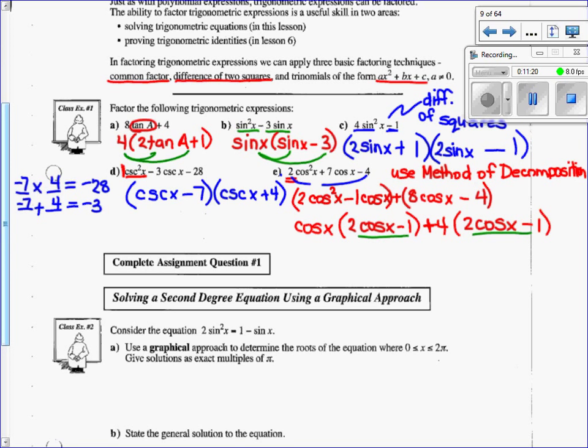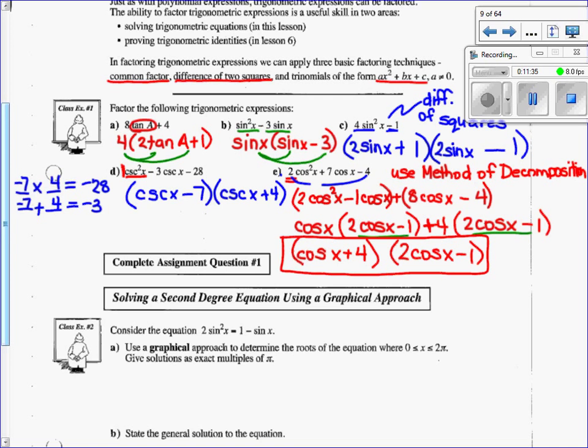So I'm going to group the two that are outside of brackets, so that's cos x plus 4 is one of my factors, and the other factor is 2 cos x minus 1. Okay, and that's my final answer. I can take it further and solve it if this were equal to 0, but in this case it's not, and so I'm just going to leave it at that. Okay. Now we will come back and do this question number 1, which gives you some practice factoring those, but we'll do that at the end of this lesson.